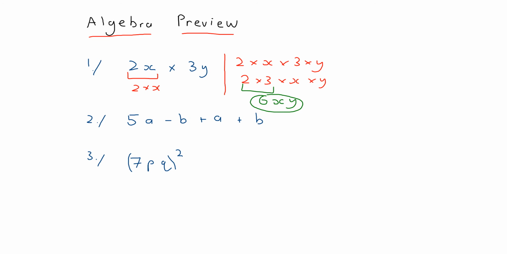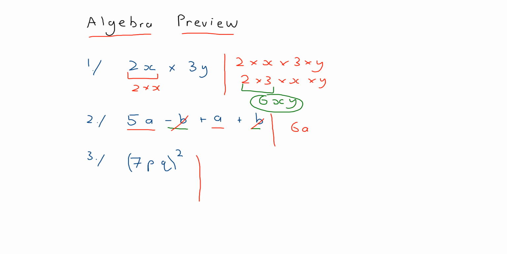Next one, 5a minus b plus b. Here's something interesting. So I've got minus b plus b, or plus b then minus b. If I have plus b and minus b, well, they just kind of cancel out because we had a b and then we took away a b. So what we can do is draw a little line through the b's to show they've cancelled out, and the question's just 5a plus a, which is 6a.